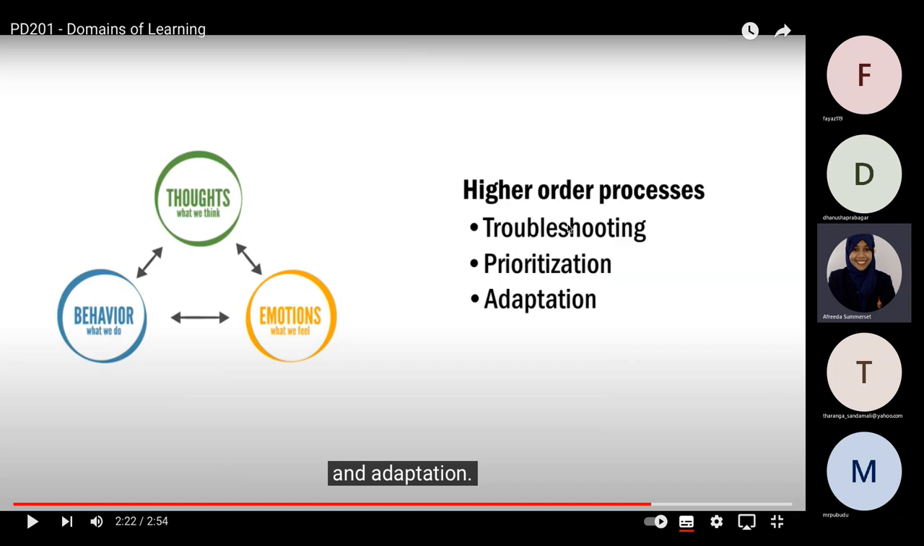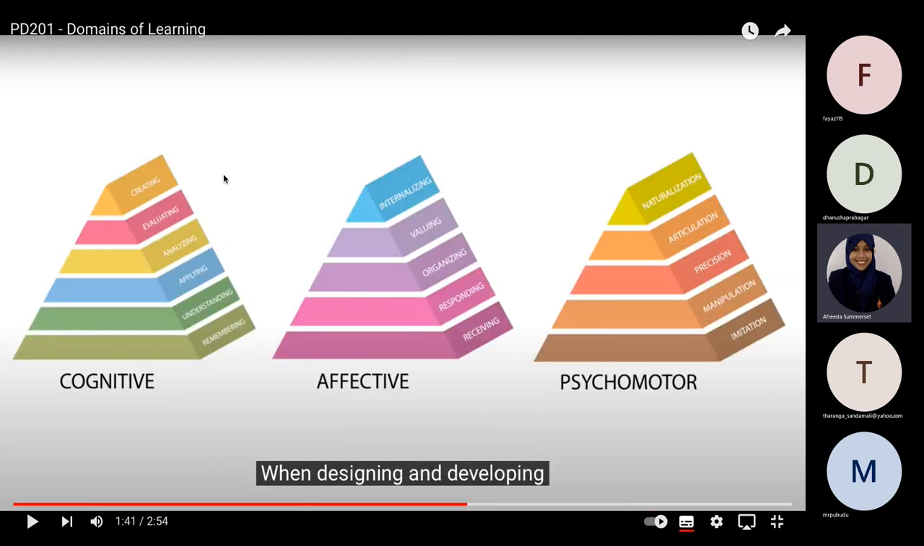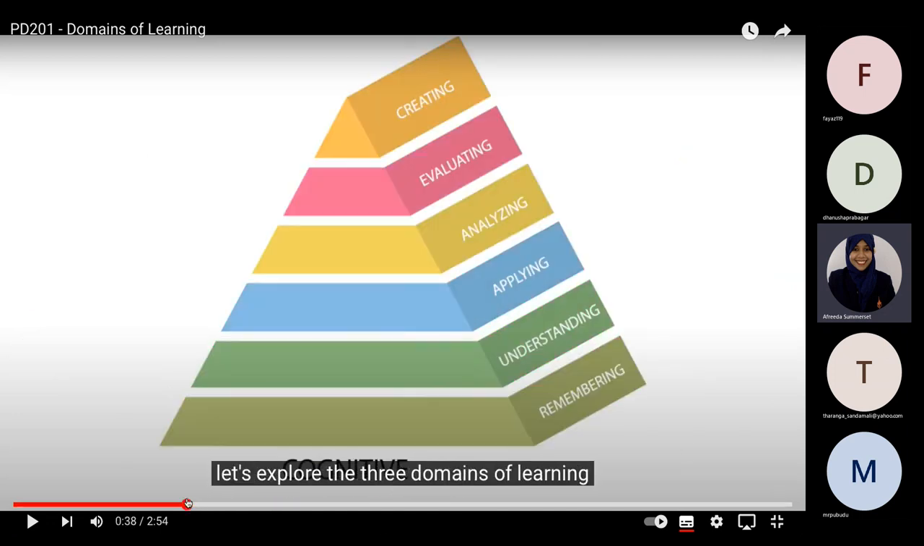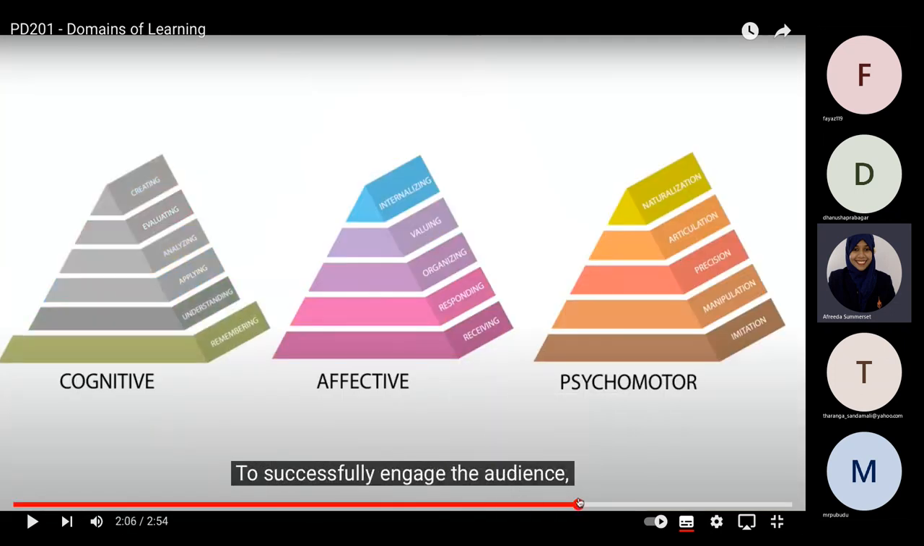We are adjusted to work with so many challenges. That is adaptation. So all these: troubleshooting, prioritization, adaptation, right? If you are learning skills, they are cognitive, affective, psychomotor, right? And when it comes to that three-cycle, where is that?